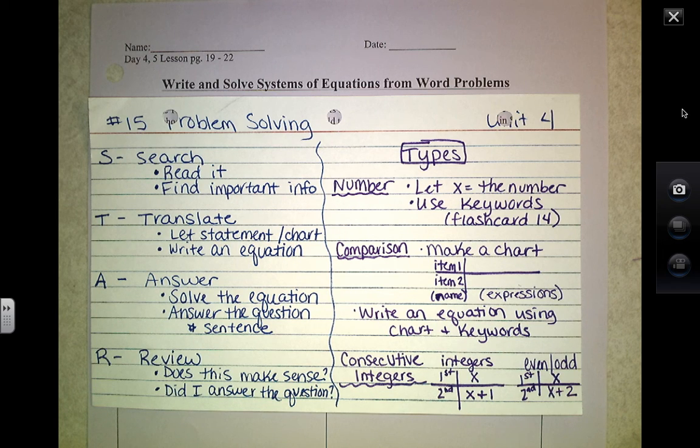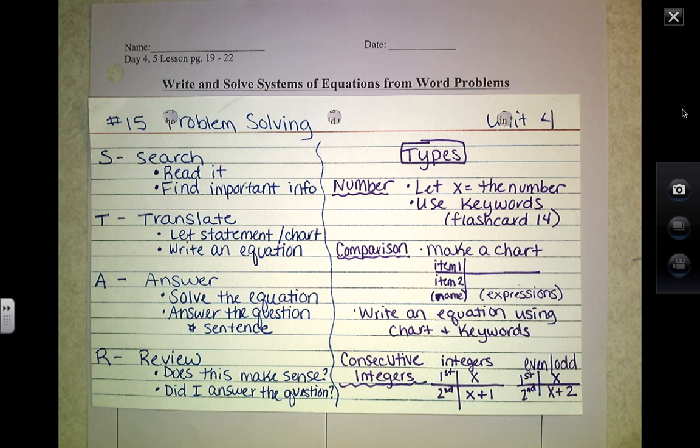A is to answer, so we'll solve the system and answer the question, and of course write a sentence for word problems. And then we want to make sure that our answer makes sense, and in the case of systems of equations, I highly suggest you use your calculator to also check your answer because that's pretty easy to do.